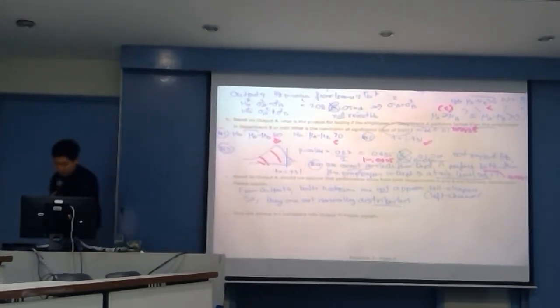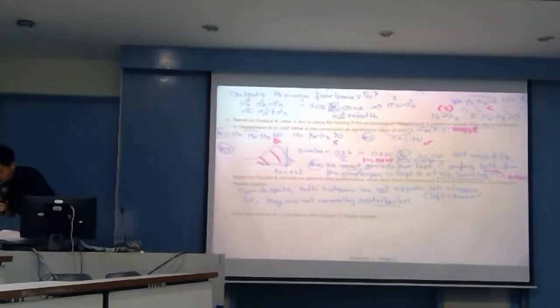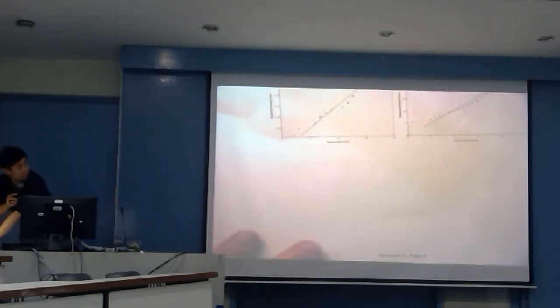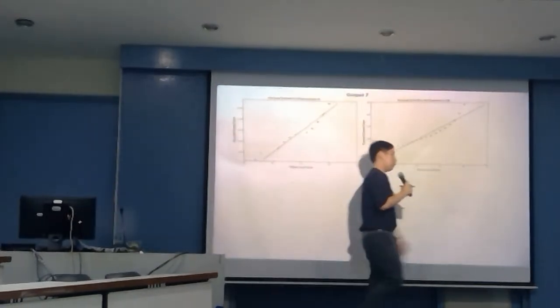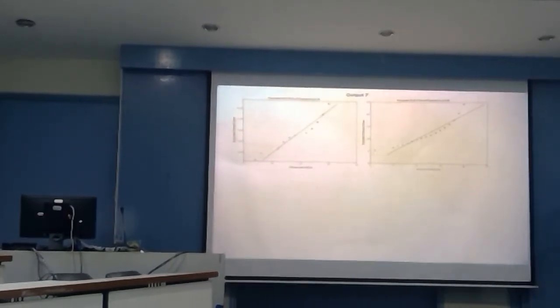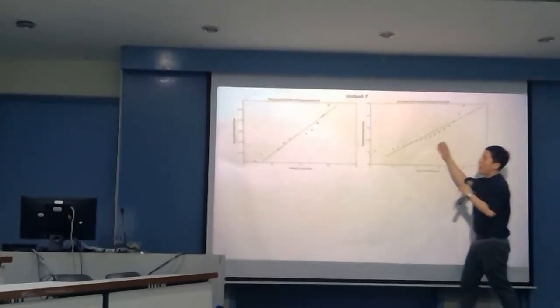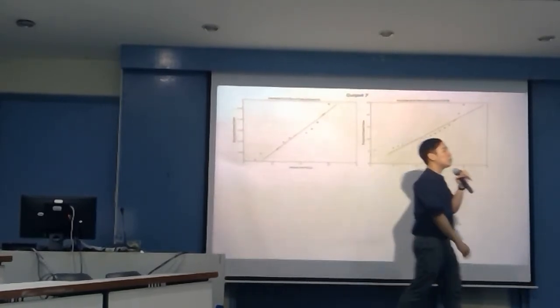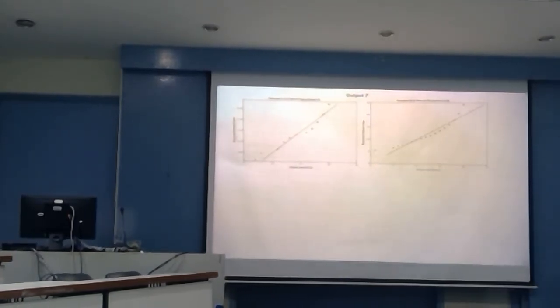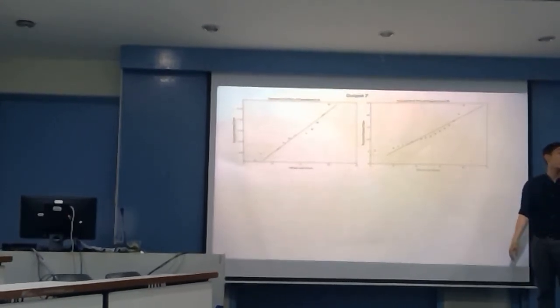Part J: does the answer in I stay consistent with output 7? The answer in I is the previous one, right? Output 7 is this one. Before we talk about normal or not, the question asks, if you use these two outputs, is the answer still consistent with the previous one? Before we look at the histogram, they don't look bell-shaped, they're not normal.